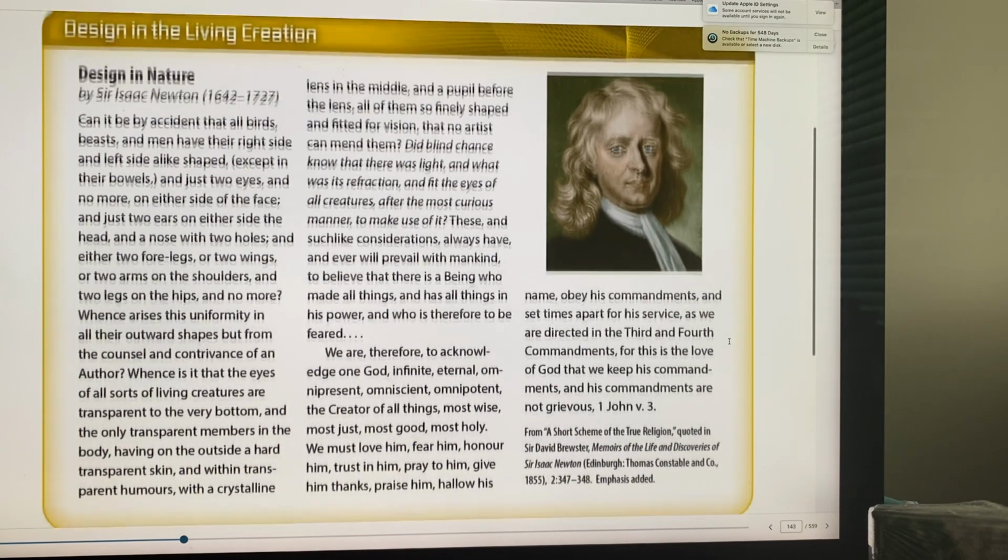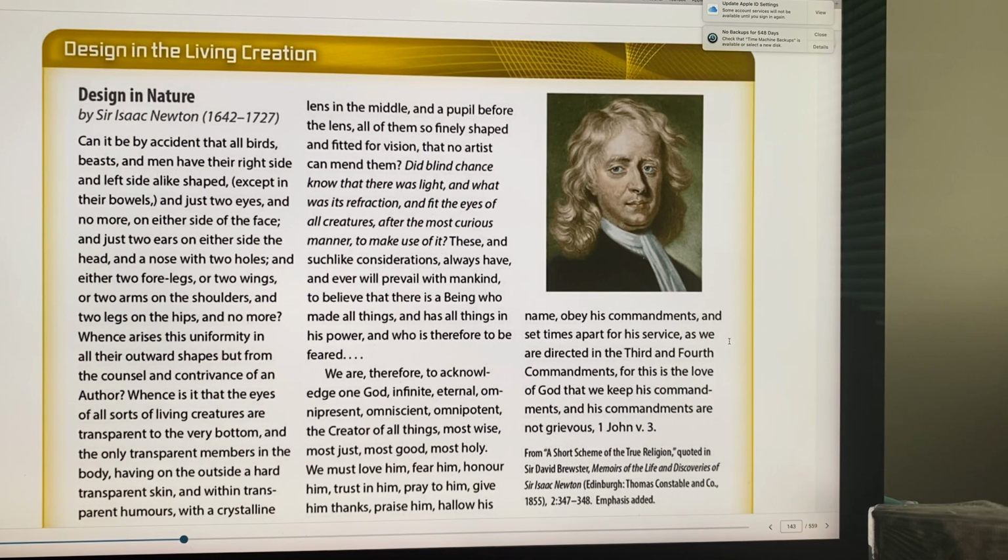I love how he put this all together. Basically, did blind chance know that there was light, and what was its refraction, and the fit of the eyes of all creation, after the most curious manner? These such considerations always have and ever will prevail in mankind, to believe that there is a being who made all things and has all things in his power, and who is therefore to be feared. So he's basically saying, after studying science and all these things, man, we have a wonderful and creative God.